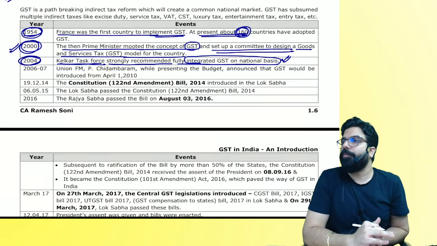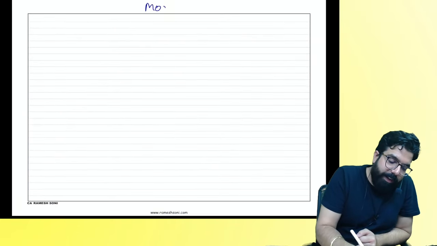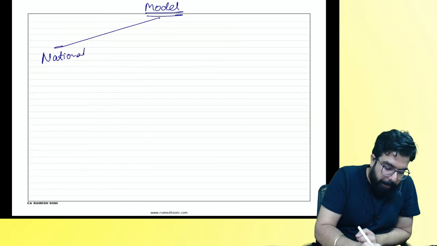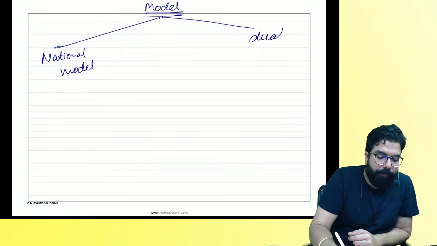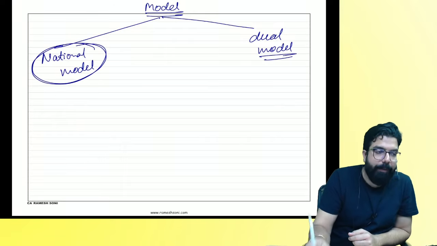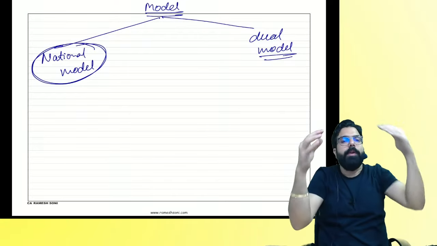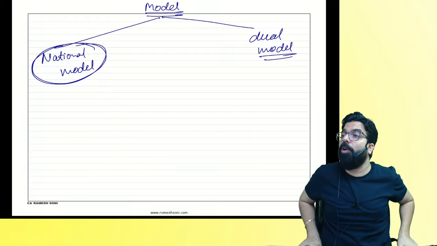Okay. Models of GST are of different types. One is the national model. And the other, as of now, is the dual model. Okay, everyone. What is the national model of GST? I will tell you. In the national model of GST, what will happen? The total amount of GST will go to the central government first. Where will the GST go?